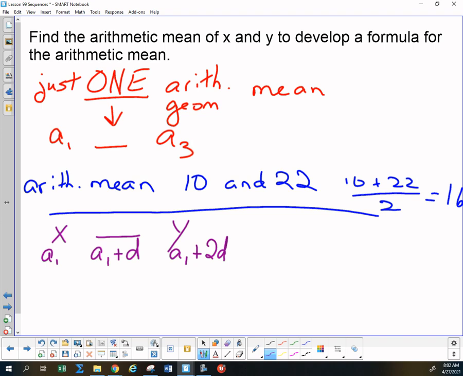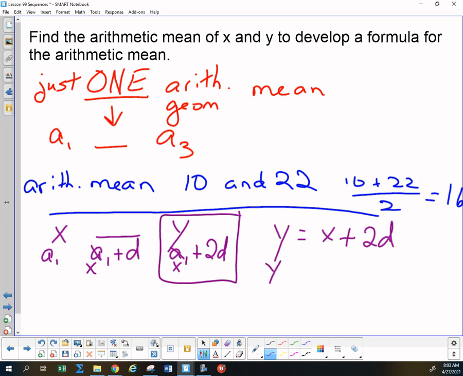So if I wrote down this part right here that said a1 is just x, I could say y equals x, since that was my first term, plus 2d. Better figure out what d is, because I'm going to try to figure out this middle term here. So y minus x would be 2d. So d would be y minus x over 2.